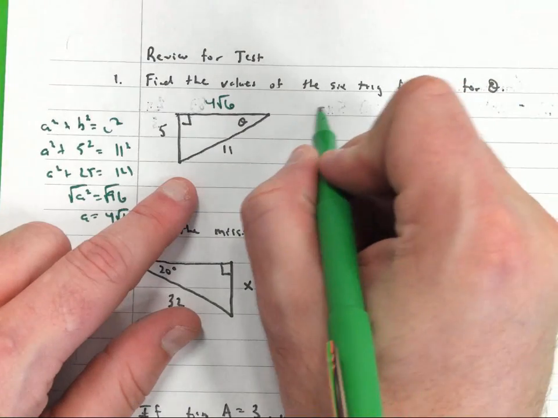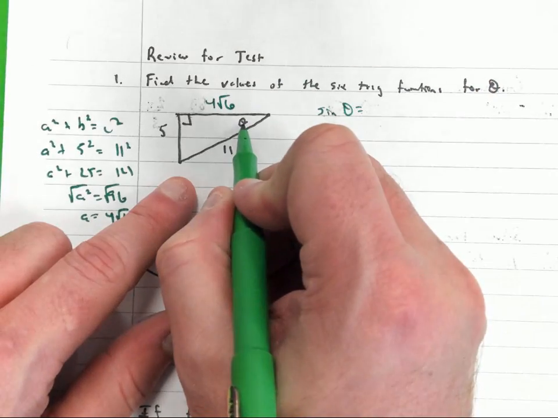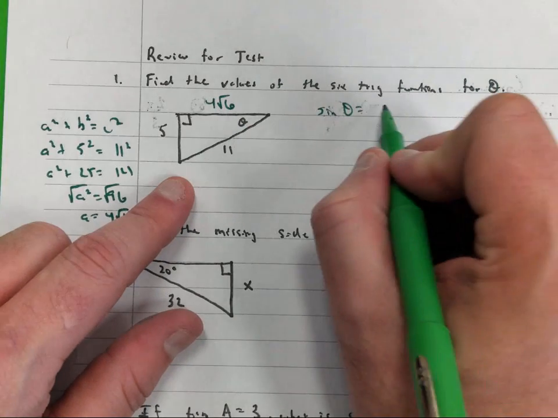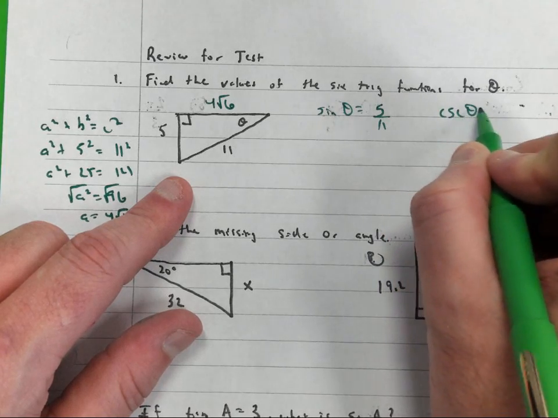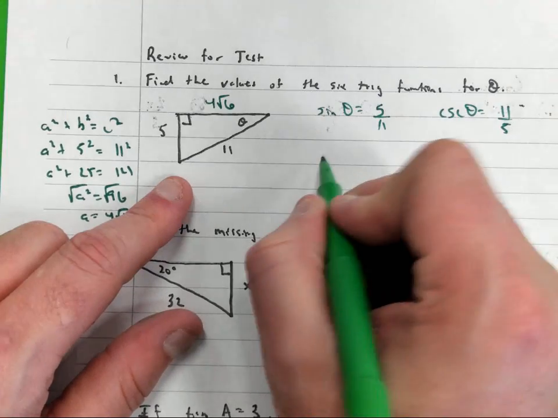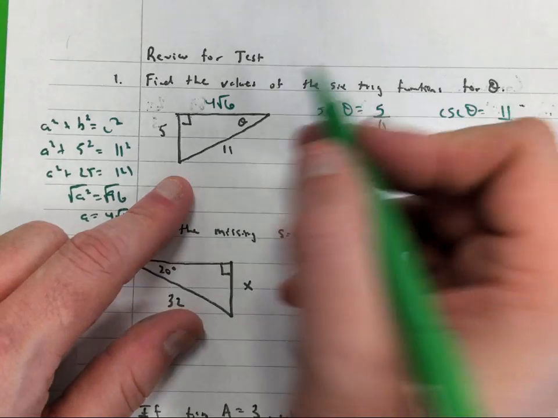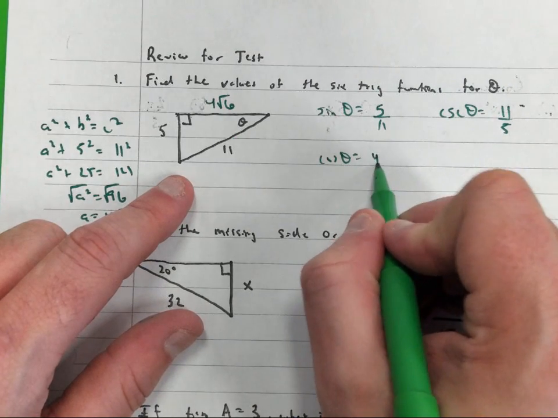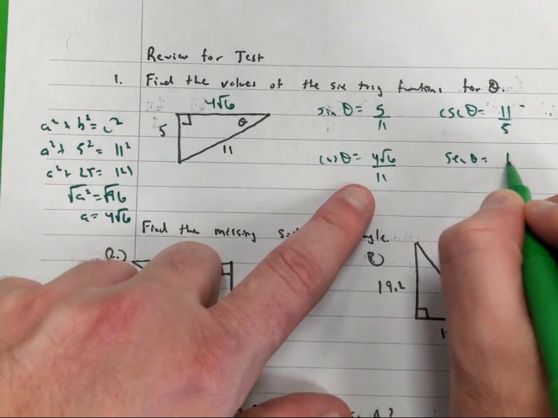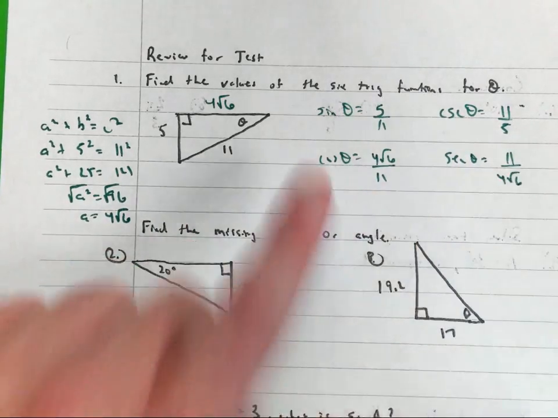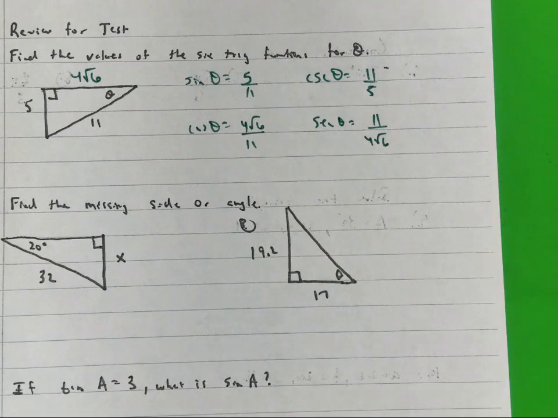Now, I want sine of theta. There's theta. What's opposite of theta? 5 over 11. What's the reciprocal of sine? Cosecant. So I just flip it. Cosine of theta. What's adjacent? 4 square root of 6 over hypotenuse. Secant. I flip this. Now, can I leave that square root of 6 in the denominator?